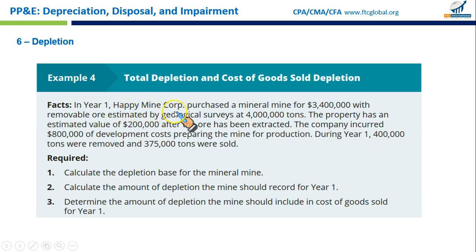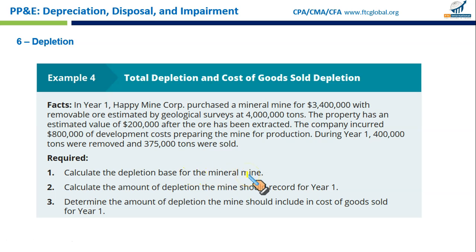In year 1, Happy Mine Corporation purchased a mineral mine for $3.4 million with removable ore estimated by Geological Service at 4 million tons. The property has an estimated value of $200,000 after the ore has been extracted. The company incurred $800,000 of development cost preparing the mine for production. During year 1, 400,000 tons were removed and 375,000 tons were sold. Calculate the depletion base for the mineral mine.